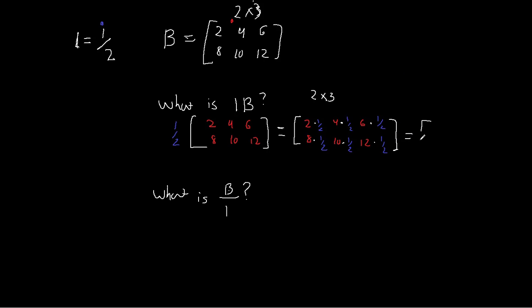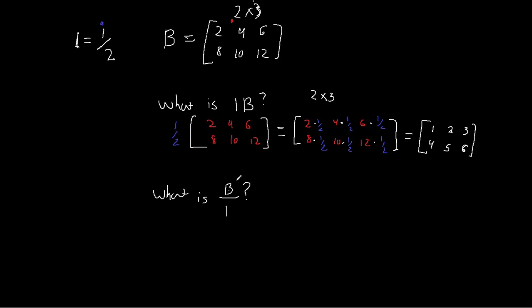And so if we follow through on the math there, 2 times 1/2 is 1. 4 times 1/2 should be 2. 6 times 1/2 should be 3. 8 times 1/2 should be 4. 10 times 1/2 should be 5. And 12 times 1/2 should be 6. So this right here, this is our scalar multiplication.